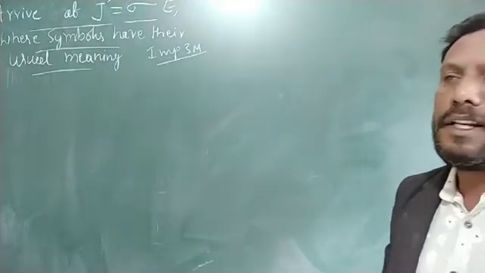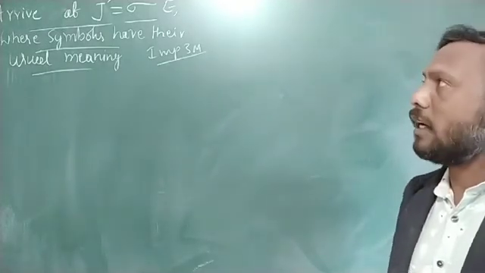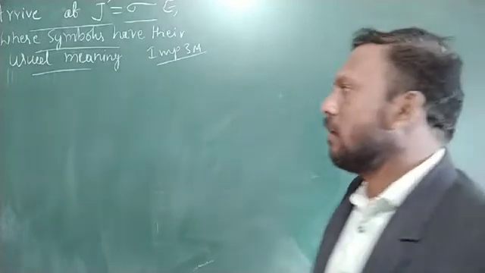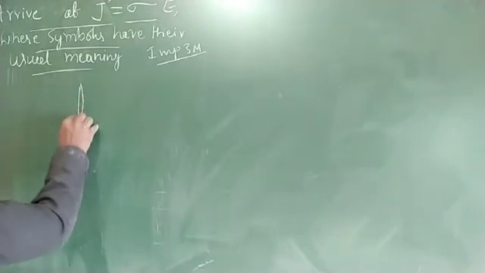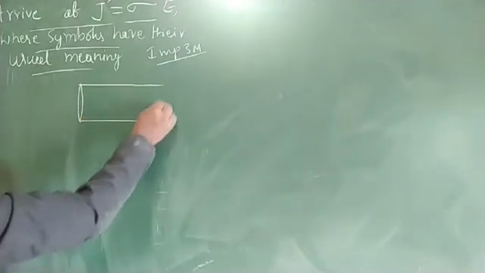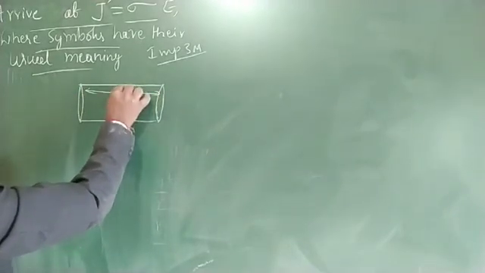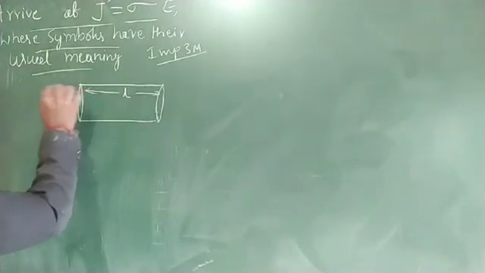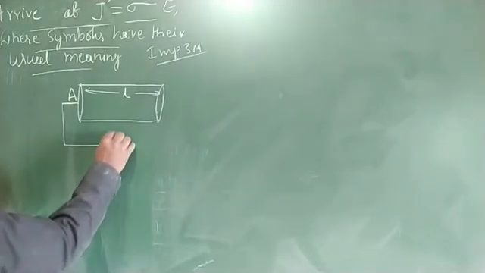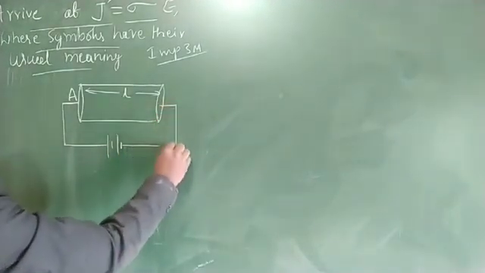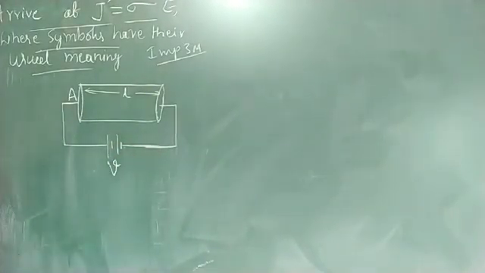What is J? J is the current density. Sigma is the conductivity, and E is the electric field. If I consider a conductor of length L, L is the length of the conductor and A is the area of cross section of the conductor. This conductor is connected to a battery, and the potential difference across the ends of the conductor is V.